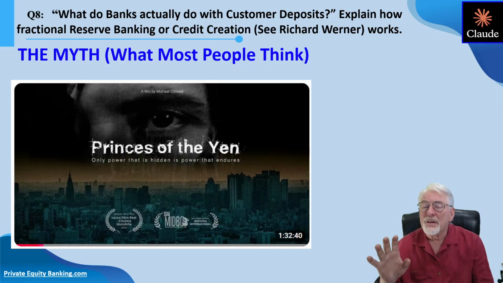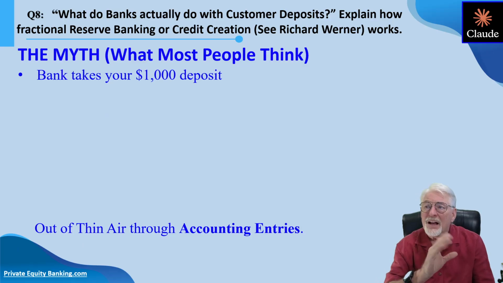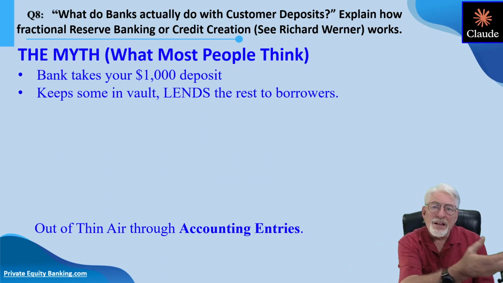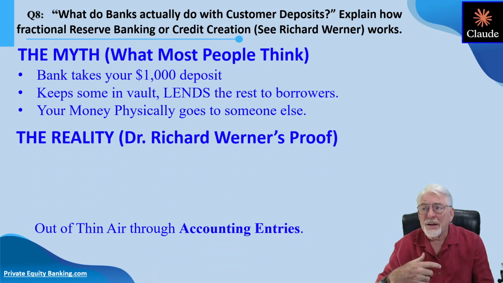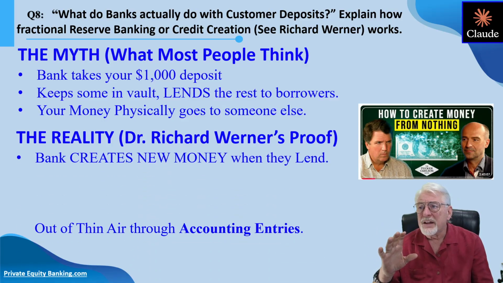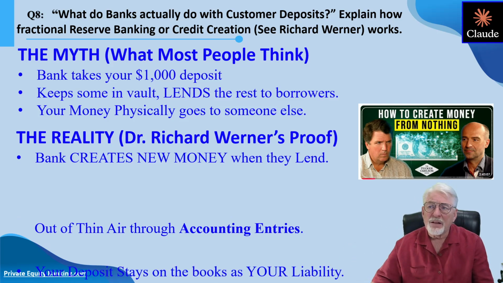Okay, here's the myth. This is what we've all been taught and this is what we think. A bank takes a $1,000 deposit. It keeps some of it in its vault and it lends the rest out to borrowers, and your money physically goes to somebody else. The reality, as Dr. Werner's proof shows, you can find other shorter videos about him explaining this theory, is that banks create new money every time they create a loan.